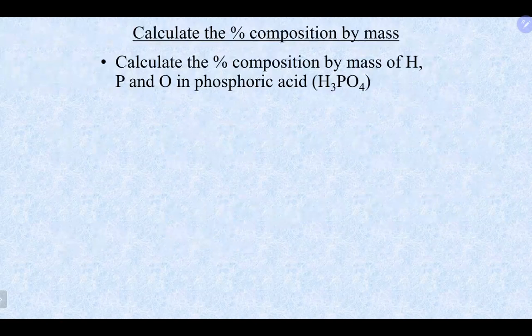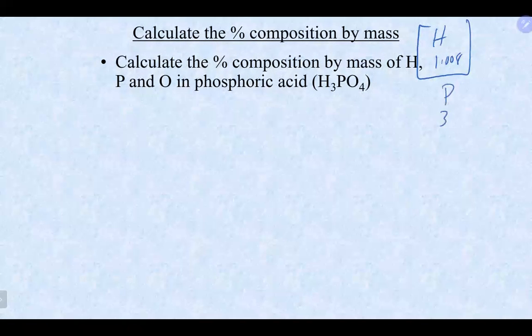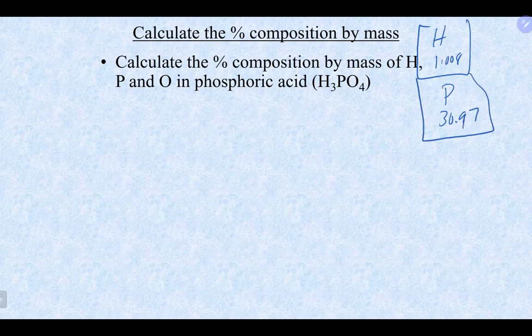Okay. All right, so why don't you take a second here and calculate the percentage of each of these: hydrogen, phosphorus, and oxygen. Hydrogen 1.008, phosphorus 30.97, and oxygen still 16, I think. Hasn't changed, hopefully.